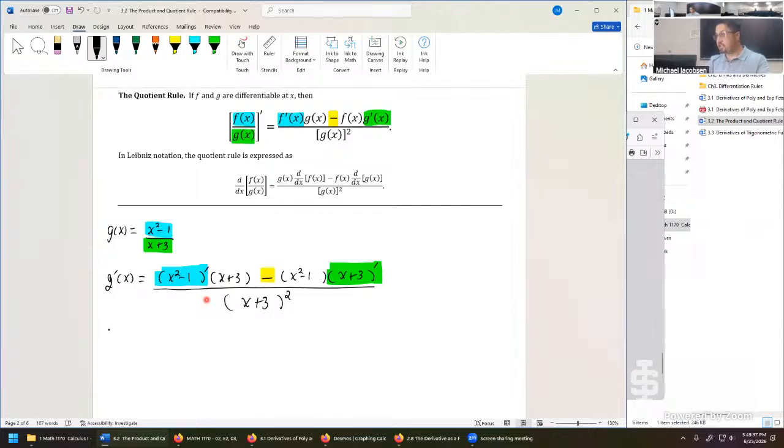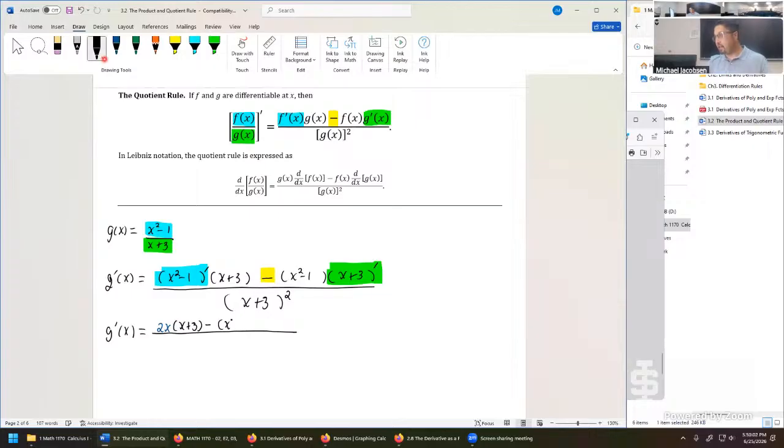Okay, so next, let's differentiate. G prime at x equals. First, the derivative of this one will become a 2x. The derivative of -1 is a constant, so it goes to 0. That means we only have one term, so we don't need parentheses. We just multiply that by x plus 3.